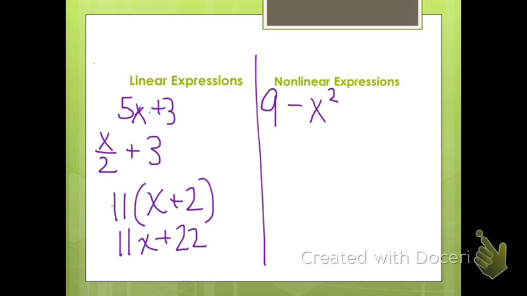Okay. Let's do one more. So what about 7 plus x to the negative 4 plus 3x? Okay, linear or nonlinear? Okay, well, it does have a term with x to the first power, but it includes a term with x to a power other than 0 or 1, so it is going to need to go in the nonlinear column there. Okay, so let's move on and talk about a few more things here.